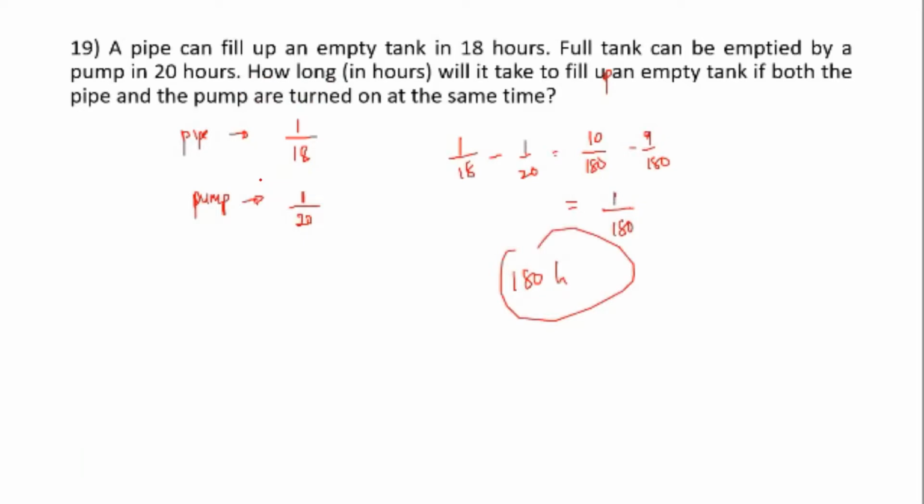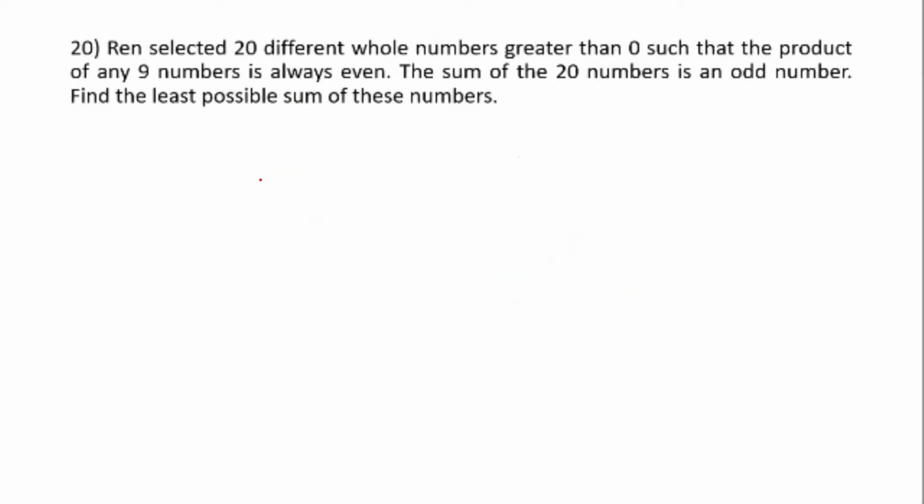All right, let's go to the next question, number 20. Ren selected 20 different whole numbers greater than 0 such that the product of any 9 numbers is always even. The sum of the 20 numbers is an odd number. Find the least possible sum of these numbers. Okay, so in this case, we are going to apply number sense. It says that the whole number is greater than 0, so it starts from 1. And then the product of any 9 numbers is always even. So the product of any 9 numbers in the 20 numbers.